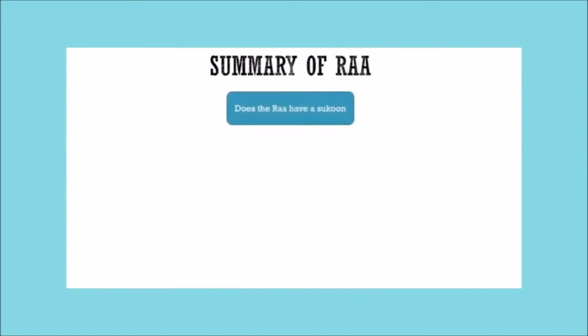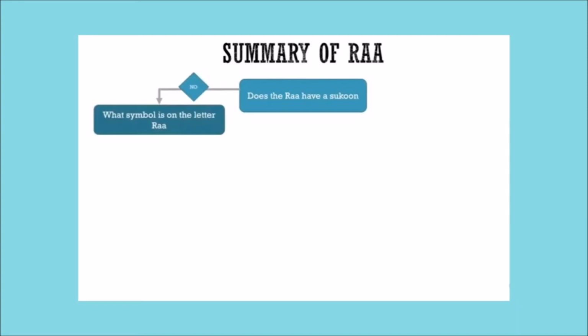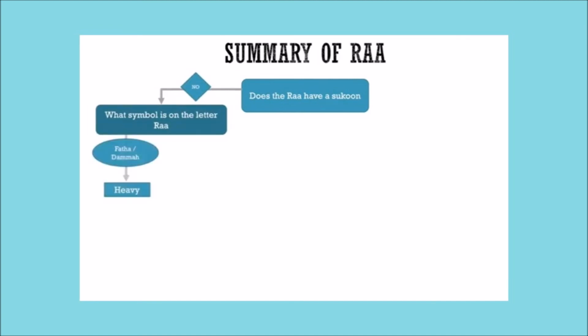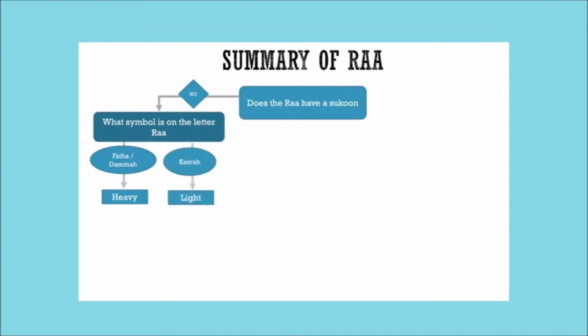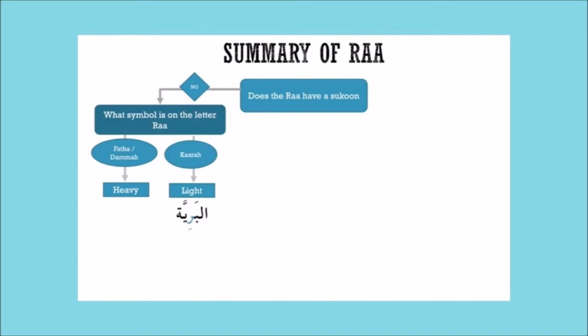Now let's summarize the rule of Ra, as there were many different concepts that we learnt. So the first question is, does the Ra have a sukoon? If the answer is no, then we have a look at what is the symbol on the letter Ra. If the letter Ra has a fatha or a dhamma, then we will read the Ra heavy. Example, adraka. And if the letter Ra has a kasra, then we will read the Ra light, as the example, al-bariya.